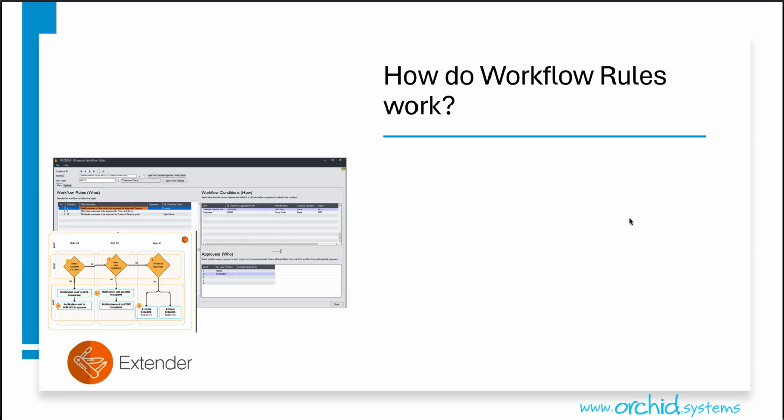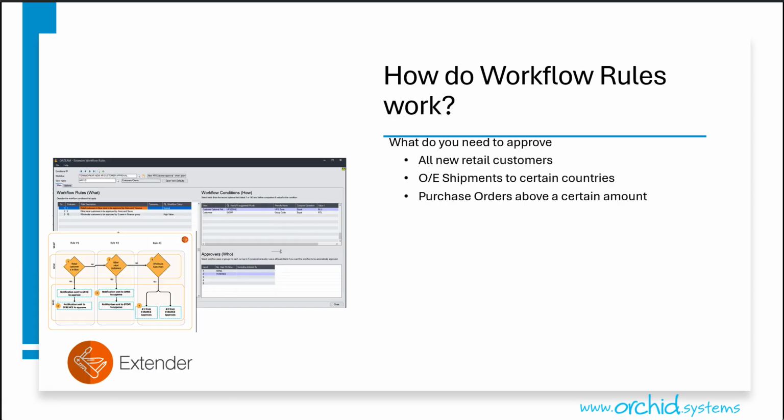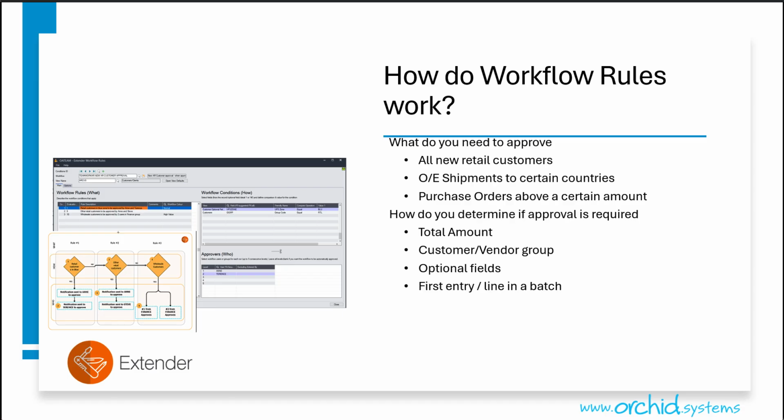For each workflow template applied to a Sage 300 record, you can configure what you need to approve. For example, all new retail customers, OE shipments to certain countries, purchase orders above a certain amount. Then you set up how you determine if approval is required and who approves. It can be based on total amount, customer or vendor group, optional fields, or the first entry online in a batch.